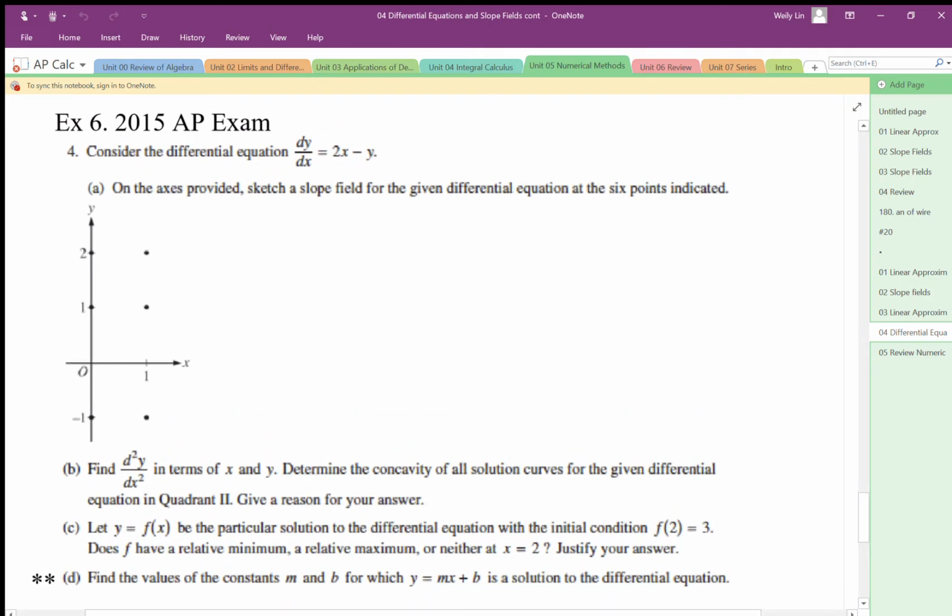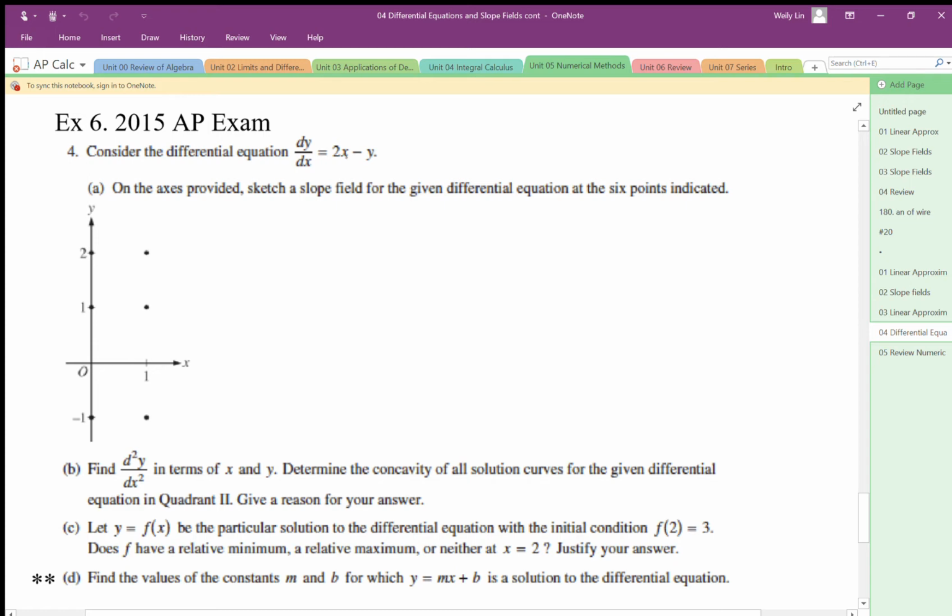Okay, so this question is the last question for this set of notes. It's looking at the 2005 AP exam. And again, it's a differential equation, and it asks for a slope field here. So what we're going to do is take those x and y coordinates and plug them into our differential equation to find slope segments.